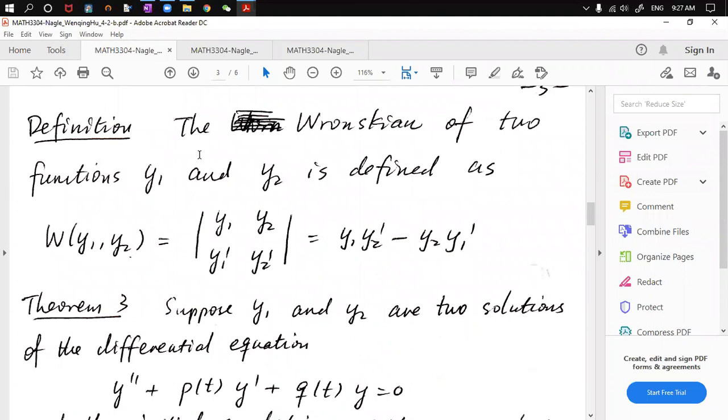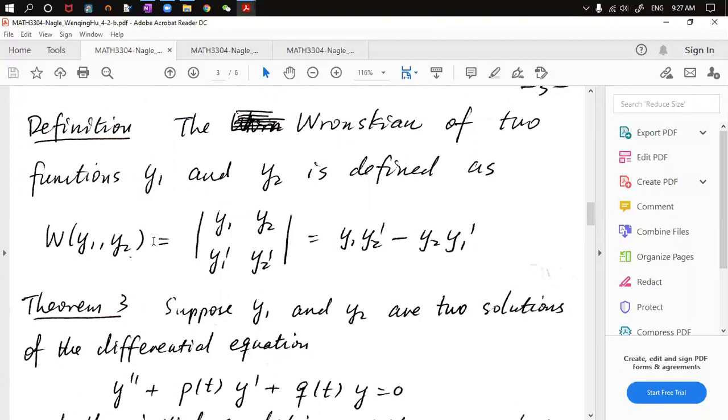So here is the definition of the Wronskian. The Wronskian of two functions. It's very general, not necessarily fundamental solutions, but no matter what kind of functions you give me, I can always calculate the Wronskian as a determinant, where the first row are the functions and the second row are the derivatives. So y1, y2, y1 prime, y2 prime, you calculate the determinant, that's y1 y2 prime minus y2 y1 prime. That's going to be the Wronskian. So that's how you calculate it.